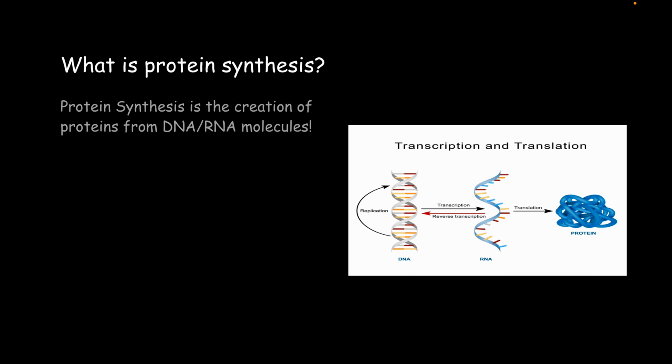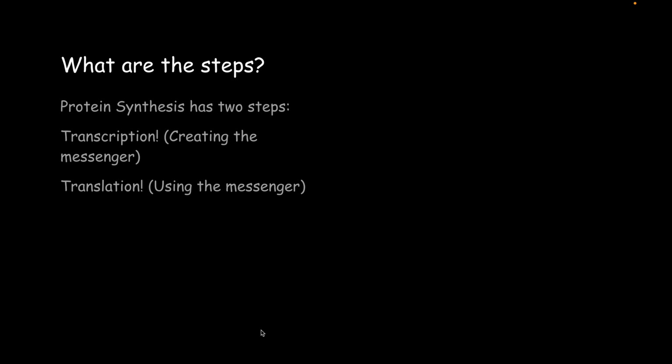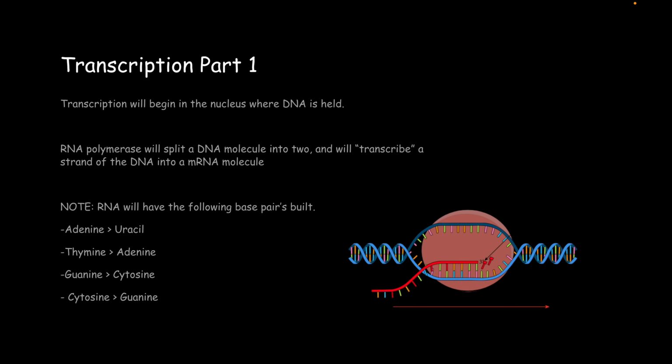All right, protein synthesis, what is it? So basically, it's the creation of proteins, protein building. That's basically what protein synthesis means. We're going to use this from DNA and RNA molecules. There's two steps to this. One's transcription, creating the messenger, and the other is translation, translating the messenger into the polypeptide or protein chains.